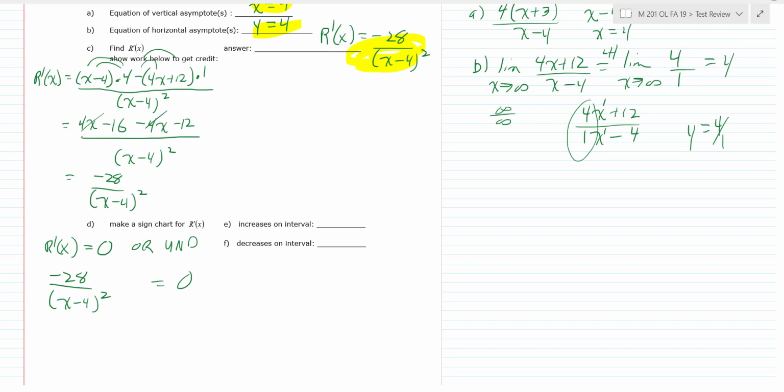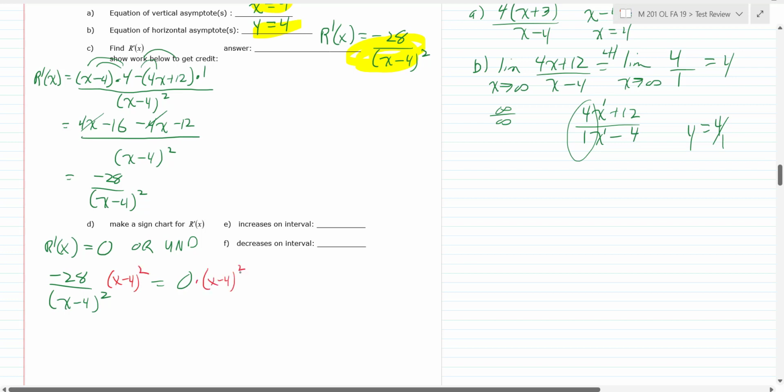a solution. If you don't see this mentally in your head, you could do this if you had to. You could multiply both sides by (x minus 4) squared to get rid of the fraction. And look what happens. You get a weird thing that we call a contradiction. That just means the derivative is never 0. So r prime of x is never going to be 0.